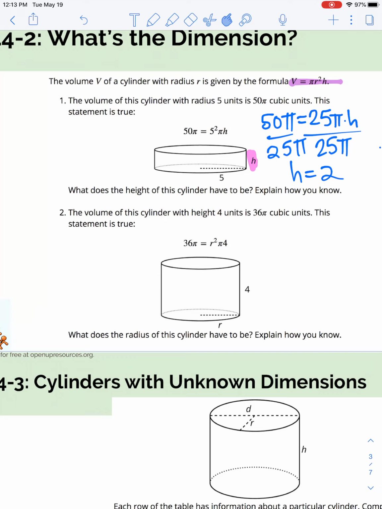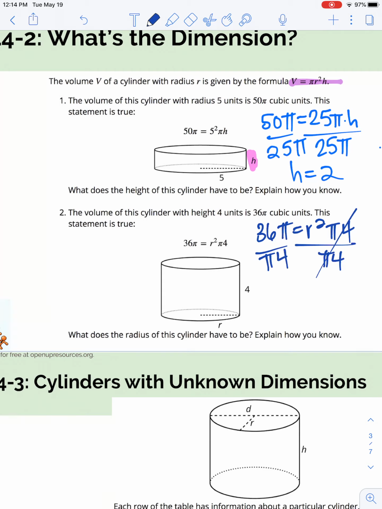Okay. Next is the volume of this cylinder with height 4 units is 36 pi cubic units. That's the volume, sorry. The height is 4. This statement is true. Then they give you the formula. This time we're solving for the radius. So I'm going to set it up and have you guys finish it. So 36 pi equals r squared pi 4. So if I divide this by pi 4, it doesn't matter that the pi is in front of the 4. It's the same thing. So that cancels out.